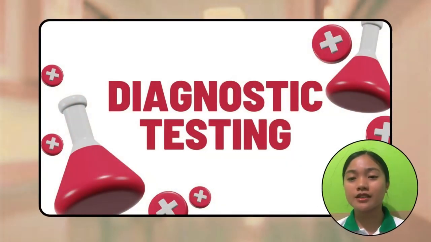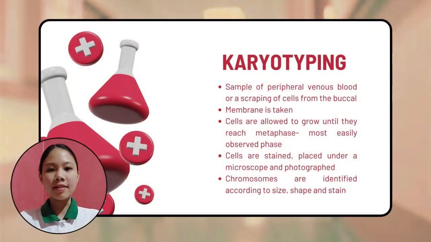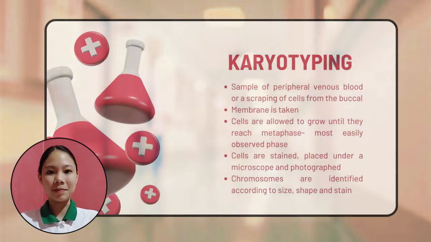Another part of assessing is the use of laboratory tests or diagnostic tests. Karyotyping: a sample of peripheral venous blood or a scraping of cells from the buccal membrane is taken. Cells are allowed to grow until they reach metaphase, which is the most easily observed phase. Cells are stained, placed under a microscope, and photographed. Chromosomes are identified according to size, shape, and stain.